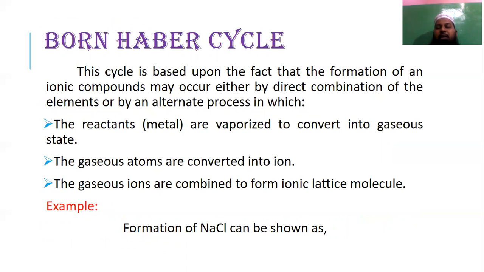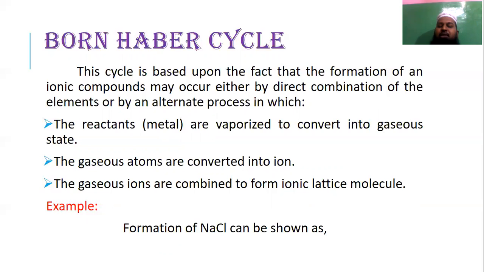Then the Born-Haber cycle. The cycle clearly shows how to calculate the lattice energy of any ionic compound. The cycle is based upon the fact that the formation of an ionic compound may occur either by direct combination of the elements or by an alternative process. In the first step, the reactants are vaporized to convert into the gaseous state. Second, the gaseous atoms are converted into ions. Third, gaseous ions combine to form the ionic lattice.